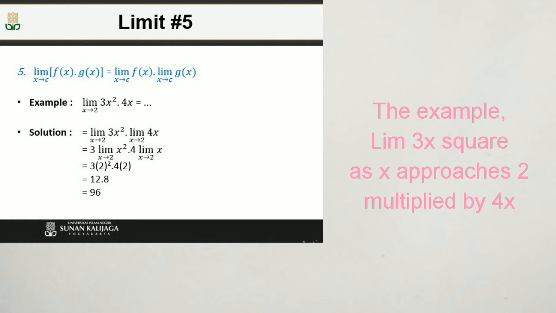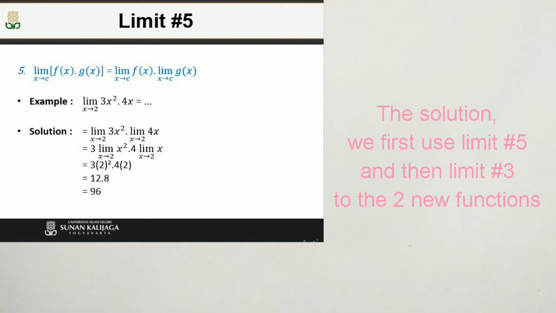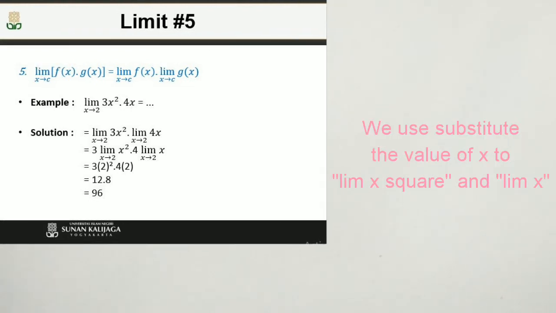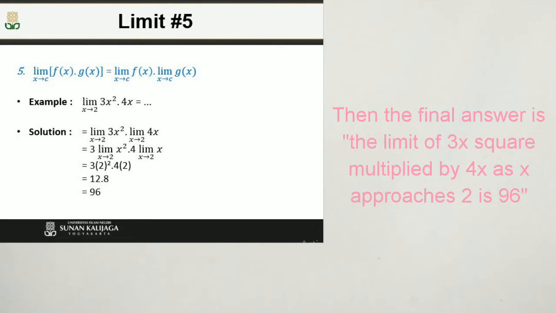The example, limit 3x squared multiplied by 4x as x approaches 2. The solution, we first use limit 5 and then limit 3 to the two new functions. We substitute the value of x to limit x squared and limit x and perform the indicated operations. Then the final answer is the limit of 3x squared multiplied by 4x as x approaches 2 is 96.